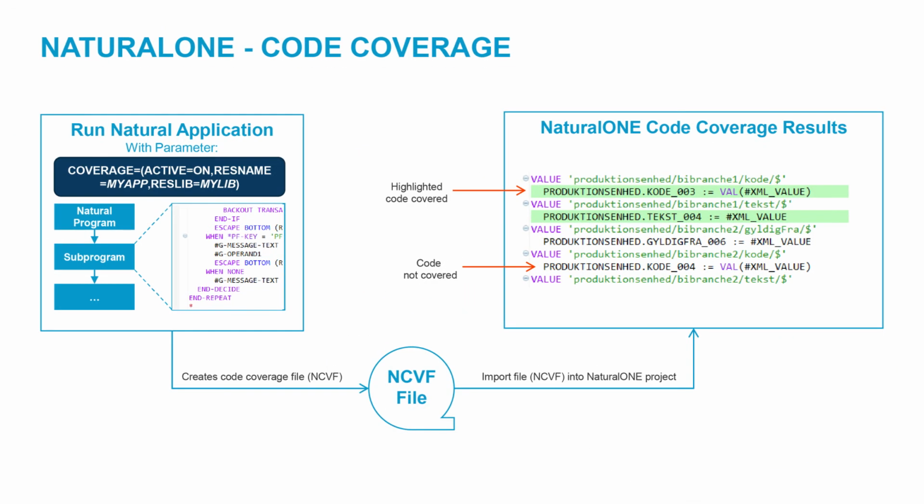To summarize, the program that had been compiled with the compiler option coverage equals on needs to run with the dynamic parameter coverage active equals on, and a specification of where the collected data should be stored. After the run, you need to transfer the resulting file from the server environment to the local project for further analysis.